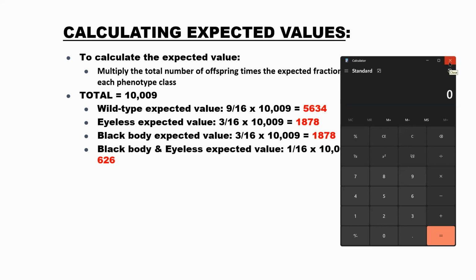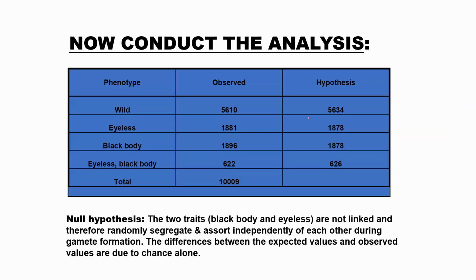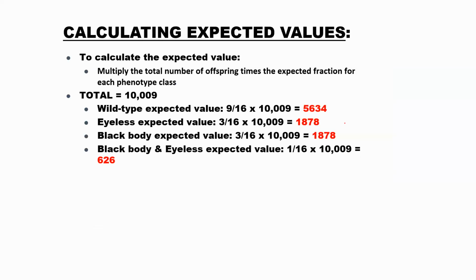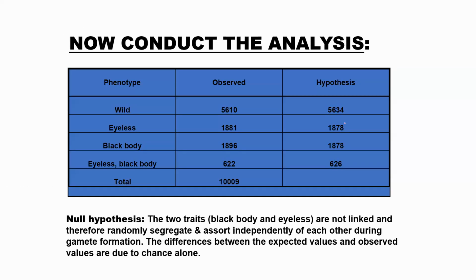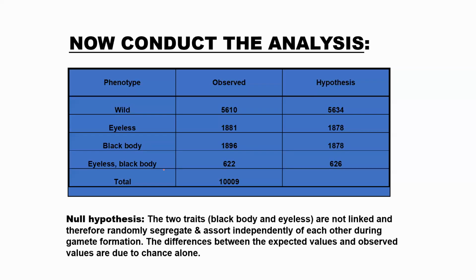So you see how I got the numbers, right? So 9/16. So 9 divided by 16 times the total, 3/16. 3 divided by 16 times the total, right? So once they've done working that out, these are the numbers they would have got, okay? So we have observed and we have expected. So we can plot down observed and expected in the same table. So expected 5,634, 1878 twice, and 626.